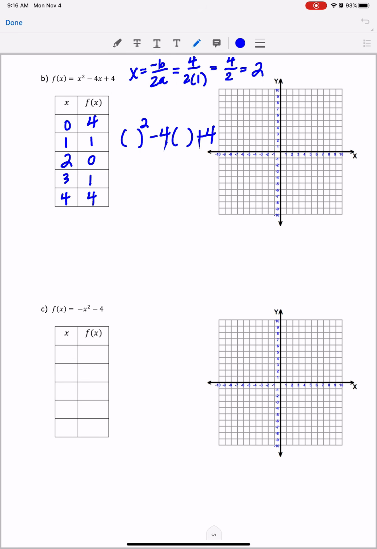So we've got 0, 4, 1, 1, 2, 0, 3, 1, and 4, 4. So make that as smooth and curved as you possibly can. And try to hit all of those dots.